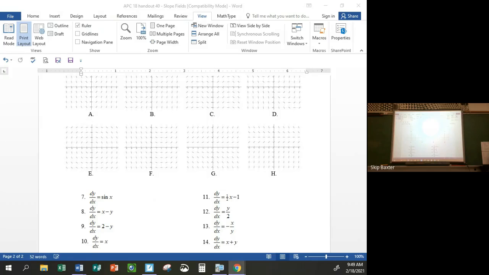Wait, so Mr. Baxter, when you're looking at a graph and you're trying to find where x is 0, you don't actually do anything with the equation. You just look at it, right? You don't integrate or anything. Correct, yeah. I'm just looking at it for what it is.